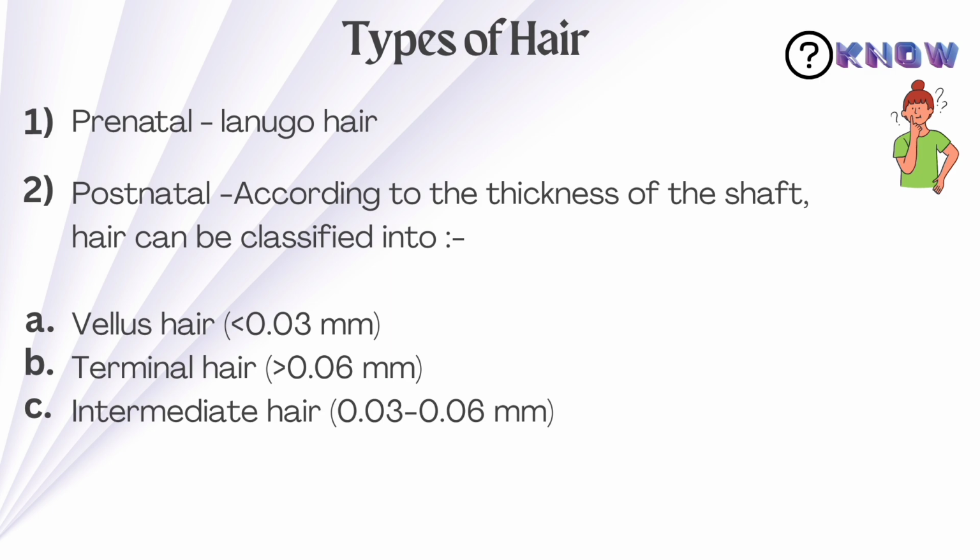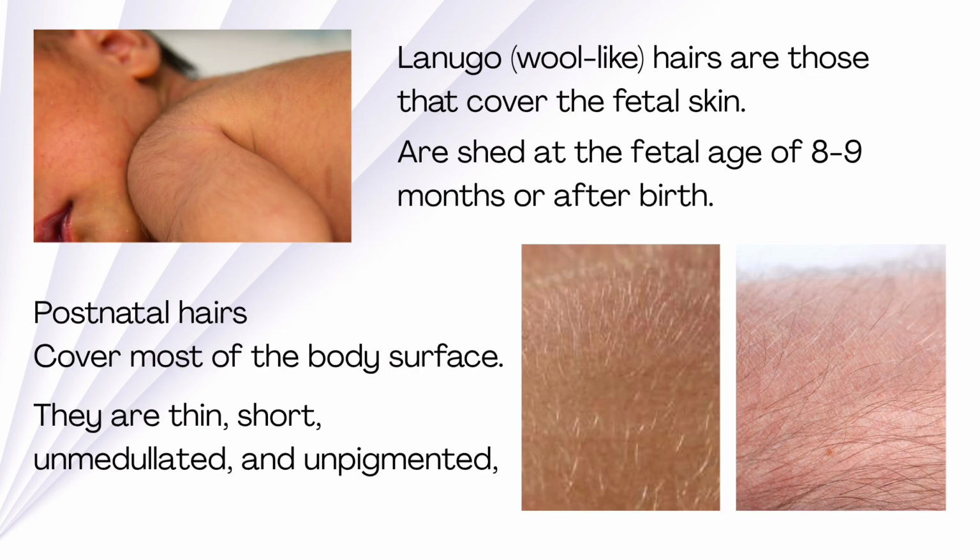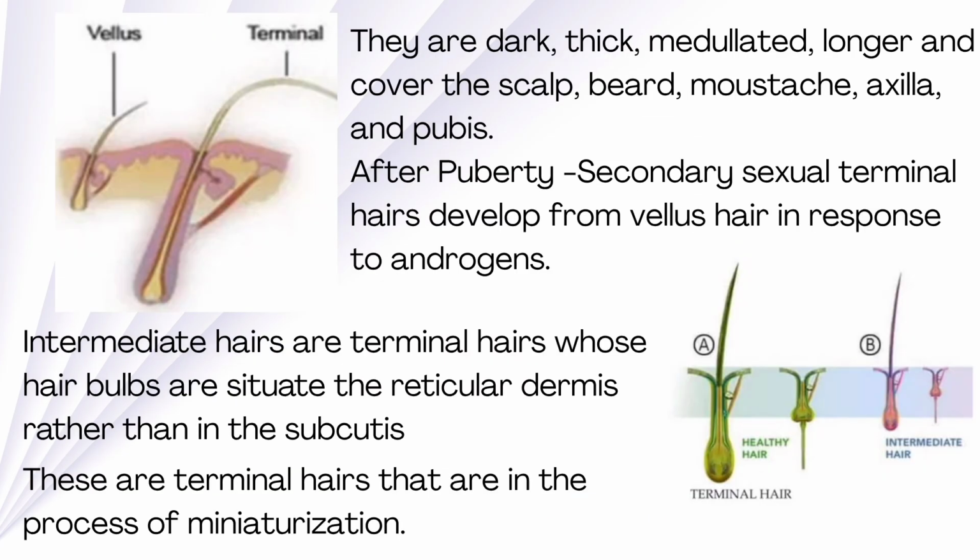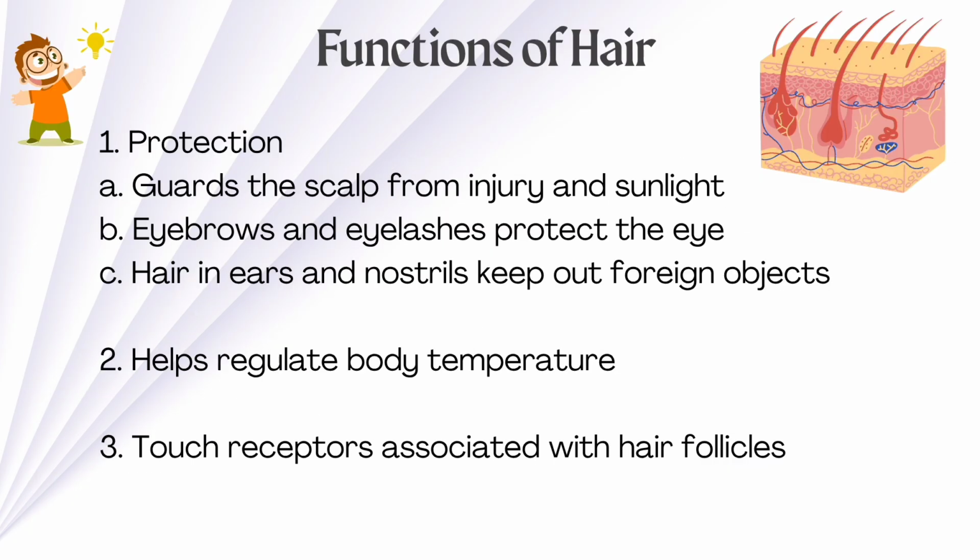Types of hairs. Prenatal hair. Lanugo hairs are those that cover the fetal skin. They are shed at the fetal age of 8 to 9 months or after birth. Postnatal hairs. According to the thickness of the shaft, hair are classified into vellus hair, terminal hair and intermediate hairs. Functions of hair.